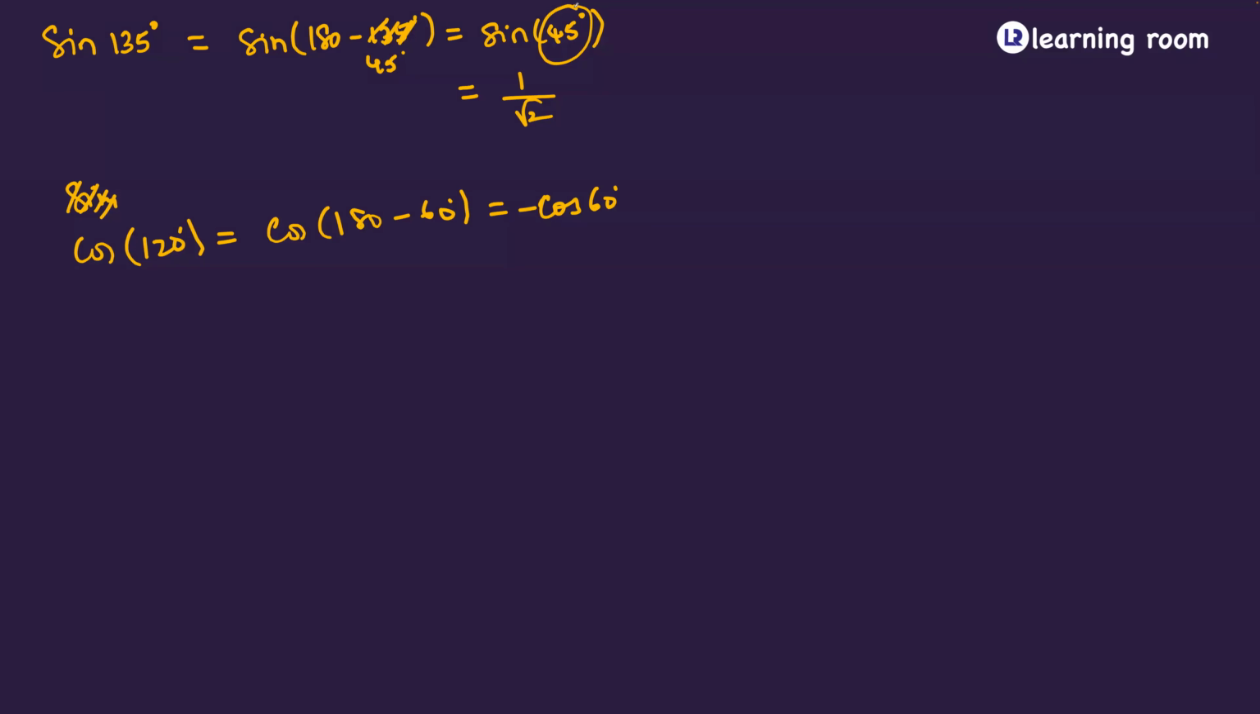Tell me some other number. 129. But no value known. So I'll tell you what is cos 129 degrees. It will be cos of 180 minus 51, so the answer will be minus cos 51 degrees. You don't know the value, but yes, this is going to be the answer. So here it will be minus half. You're able to understand? So except for sine and cosecant, everything else will be negative.